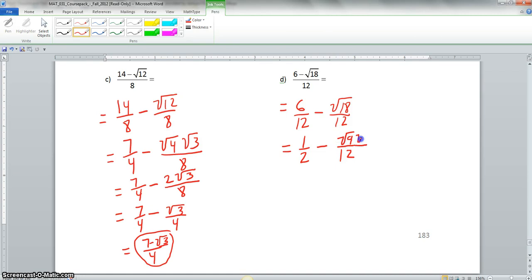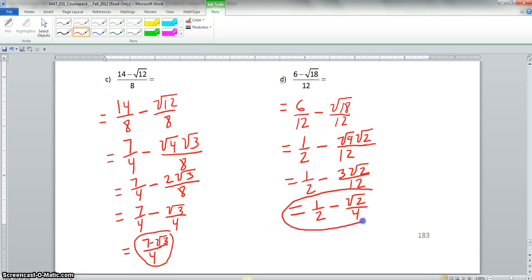So we'll take the square root of 9 times the square root of 2. Now we know the square root of 9 is 3. So we add 3 square root of 2 all over 12. Now, with 3 and 12, they have 3 in common. So this would be 1/2 minus the square root of 2, and 3 into 12 goes 4 times. So this is our final answer since we do not have the same denominator.